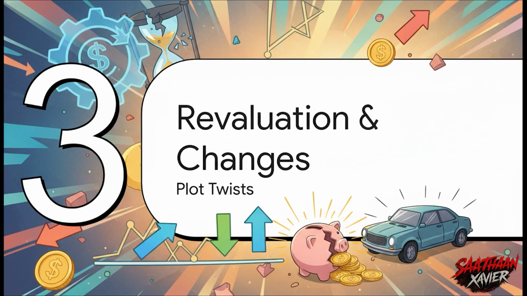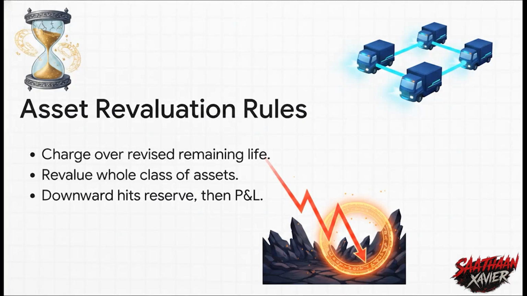Section 3, Revaluation and Life Changes. Life happens, right? Things change. So let's dive into revaluation rules. If you suddenly realize your machine is going to last 8 years instead of the original 5, well, that's just a change in accounting estimate. You don't go back and rewrite the past. Instead, you apply the remaining depreciable amount over the revised remaining life.